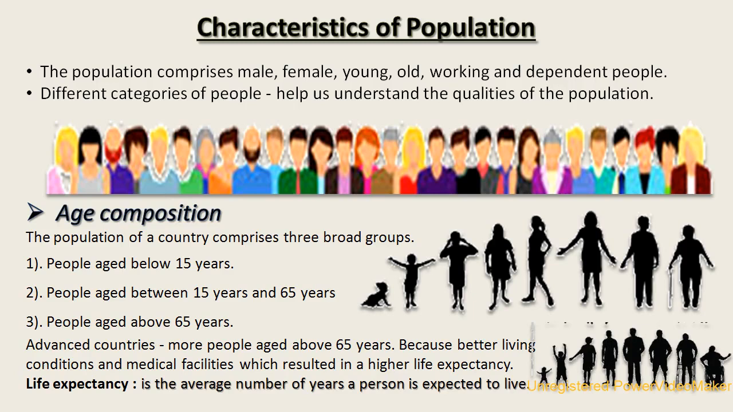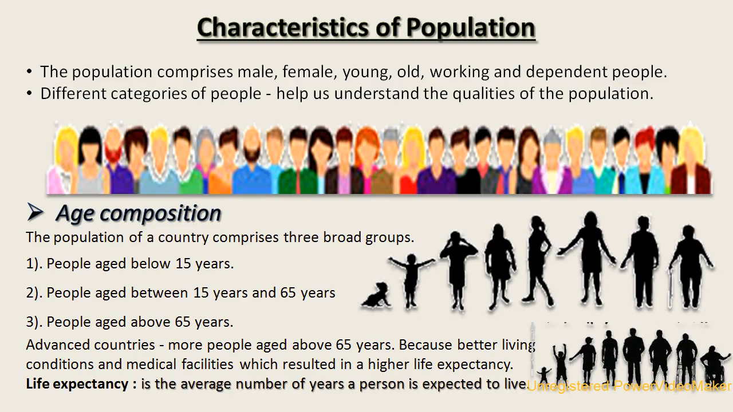First group, people aged below 15 years. Second group, people aged between 15 years and 65 years. And third group is the people aged above 65 years. So why are we dividing this into 3 groups? To understand the quality of the population, we are dividing.